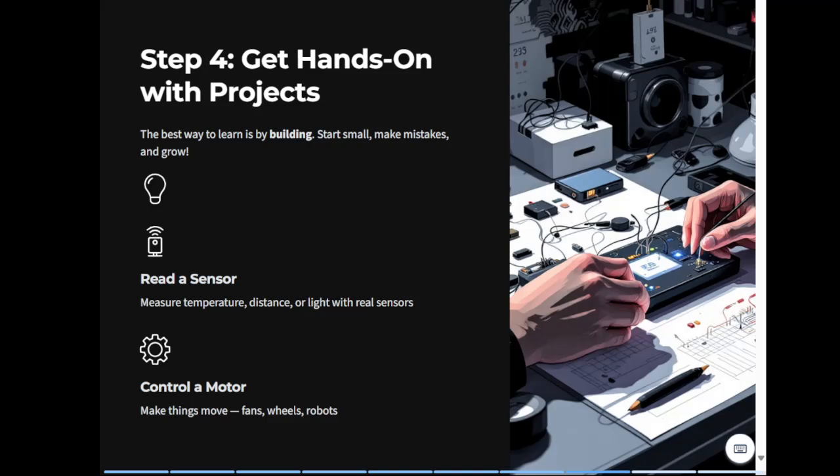A mistake beginners make is that they only learn the programming language, the microcontroller, all the theory, but they don't build projects. If you don't build a project, you don't get hands-on experience. So go with projects.